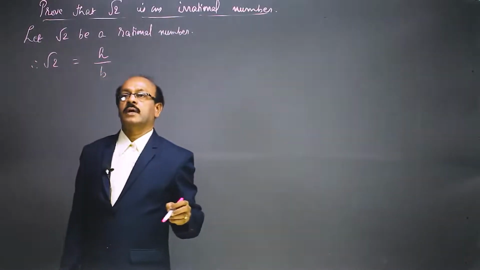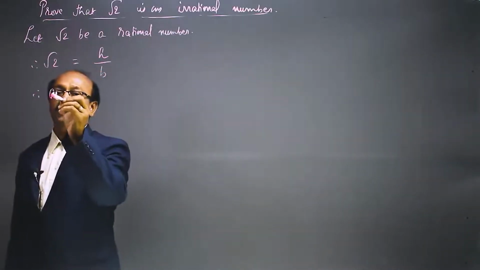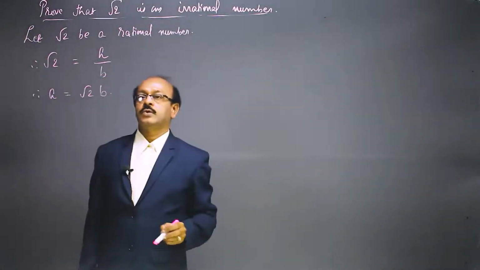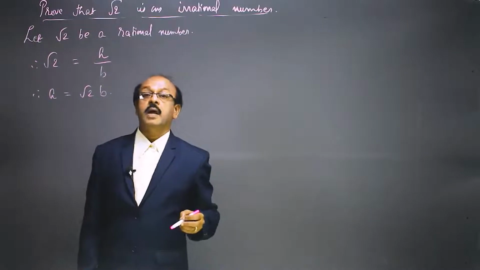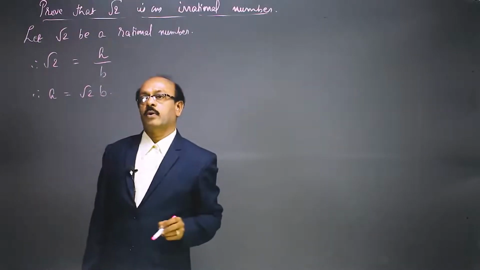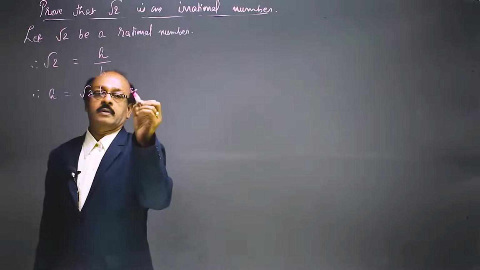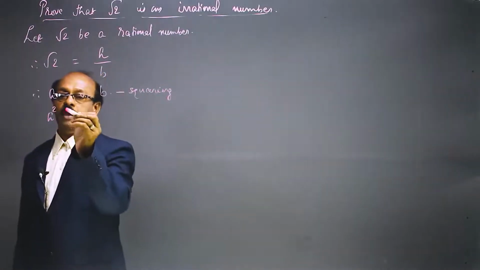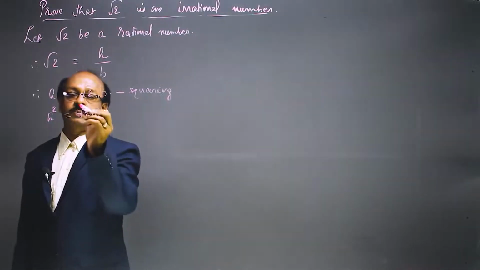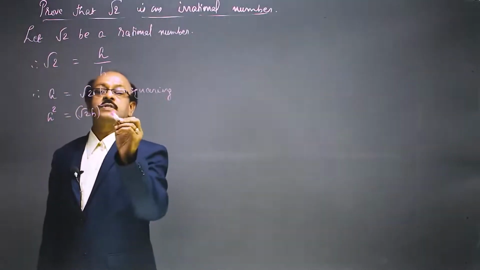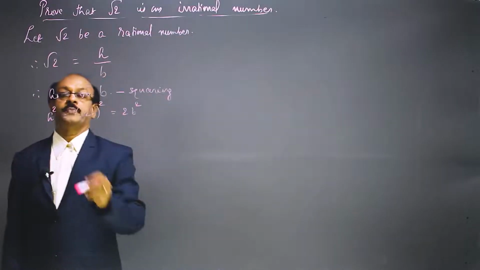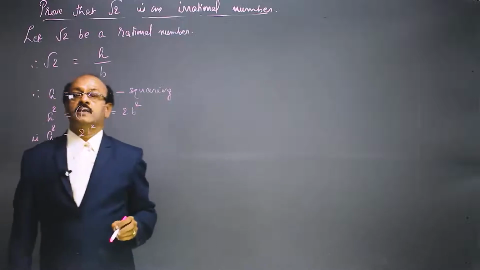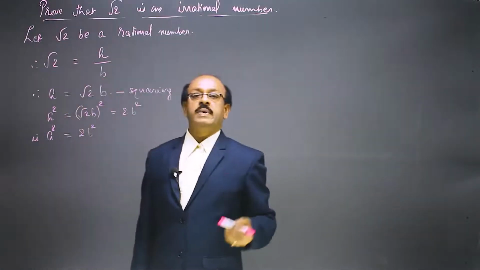Cross multiplying, we get a is equal to root 2 into b. Then squaring both sides, we get a square is equal to root 2 b the whole square, which is equal to 2b square. That is, a square is equal to 2b square.